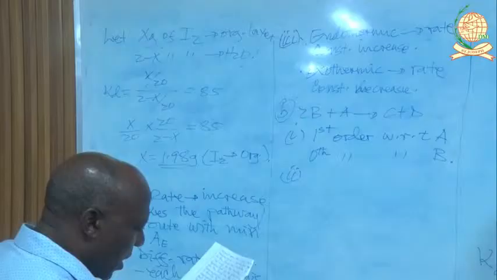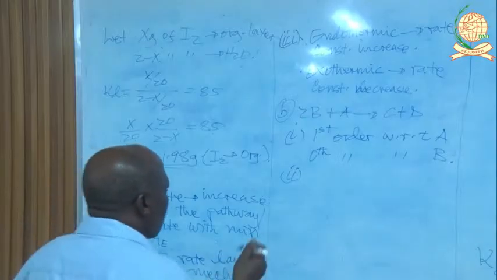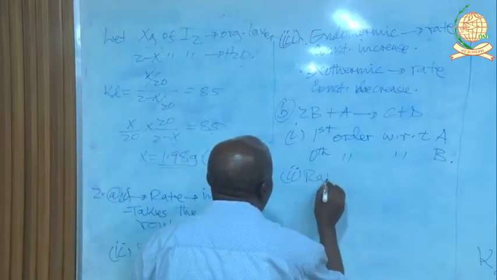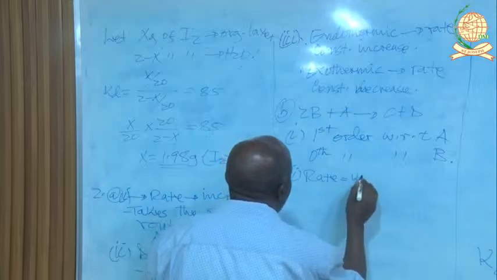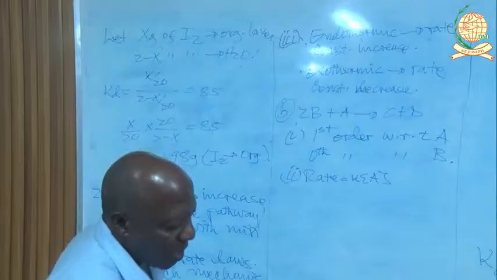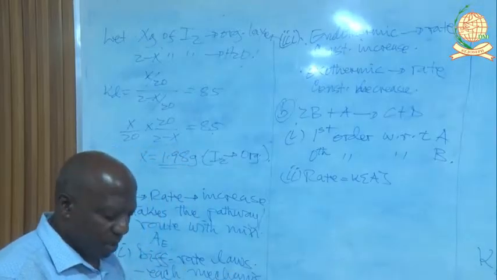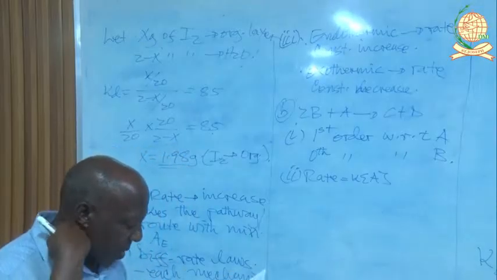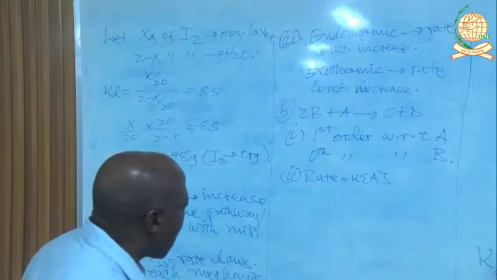Then in Roman 2, what is the rate law for the reaction? So the rate law here is equal to K concentration of A, because the concentration of B is the concentration of B to the power 0.